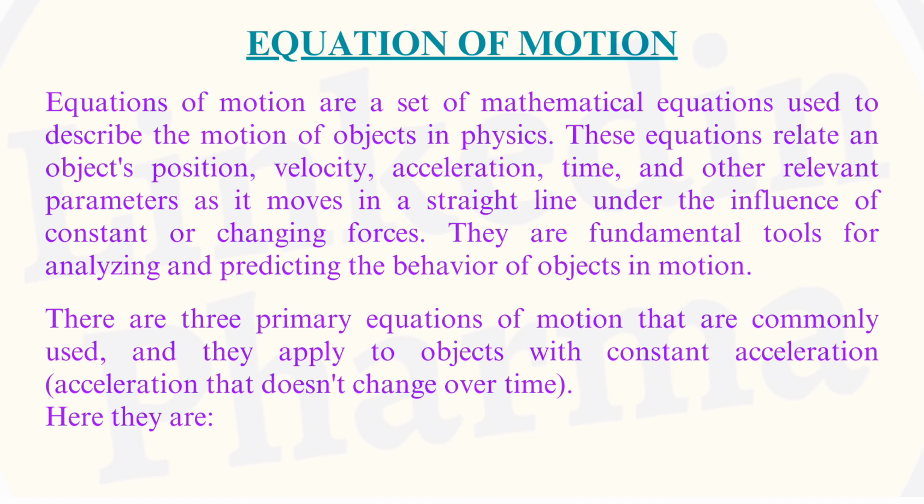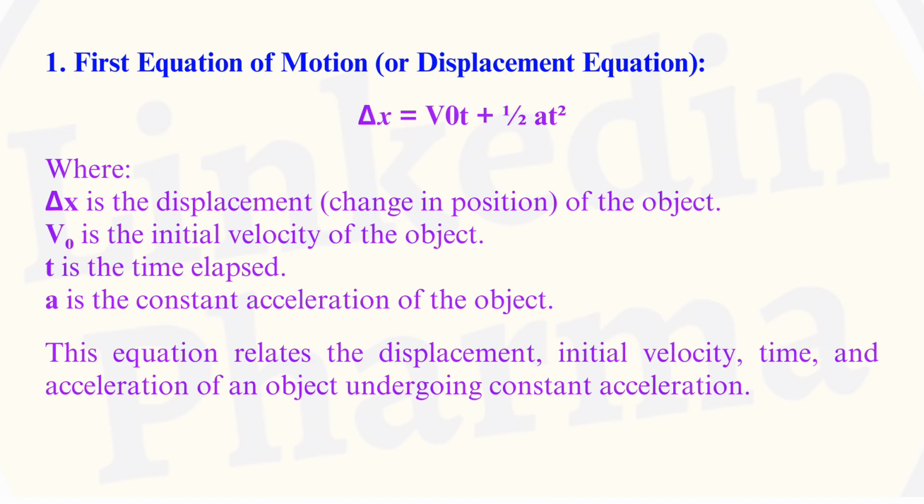There are three primary equations of motion that are commonly used, and they apply to objects with constant acceleration, acceleration that doesn't change over time. Here they are. 1. First equation of motion, or displacement equation. Delta x equals v0t plus 1/2 at square, where delta x is the displacement, change in position, of the object.